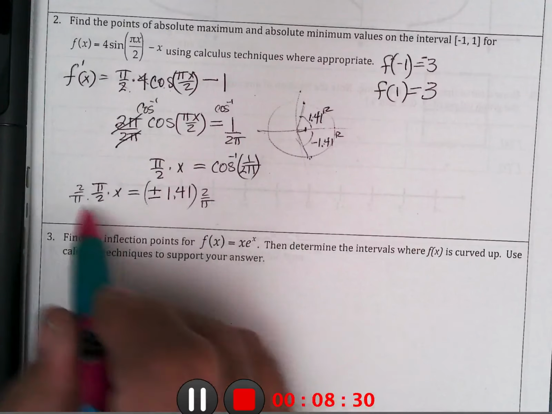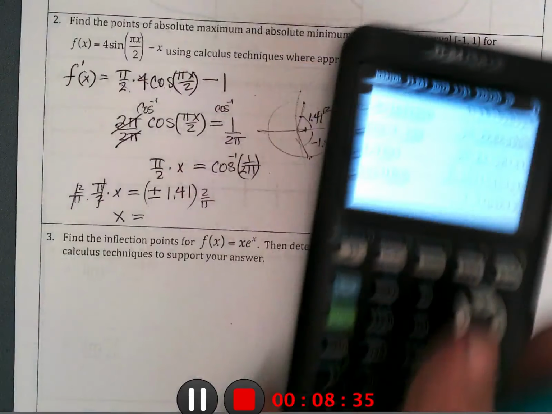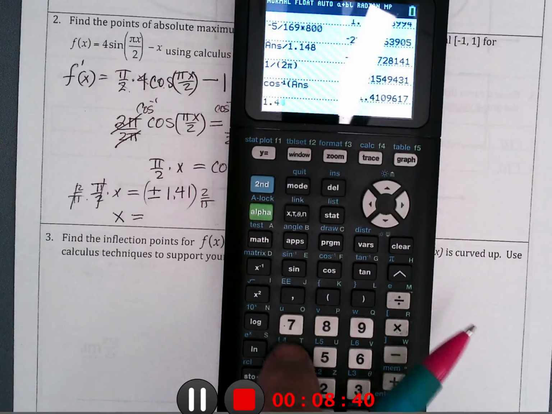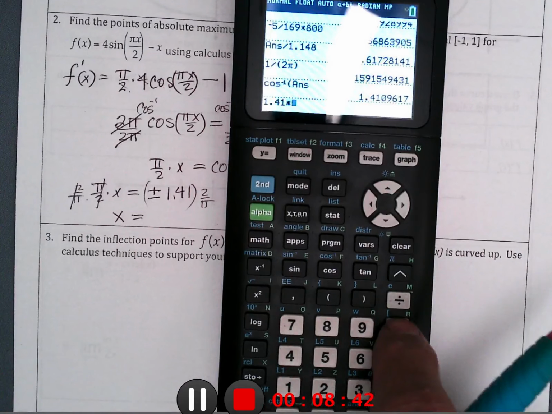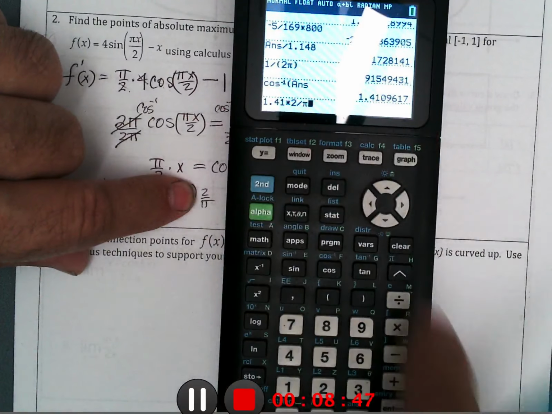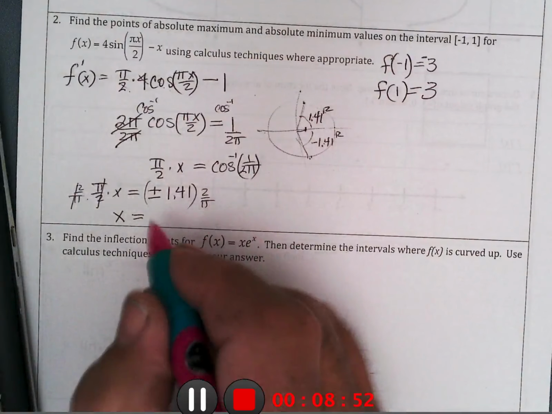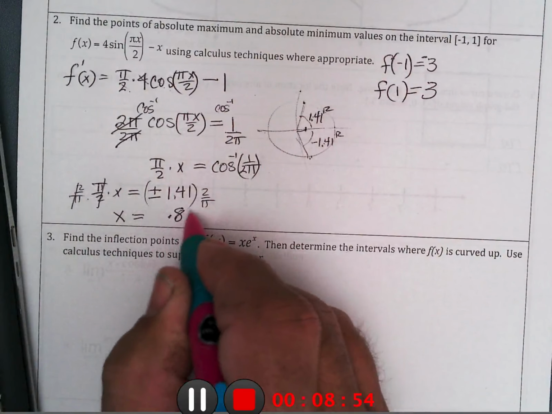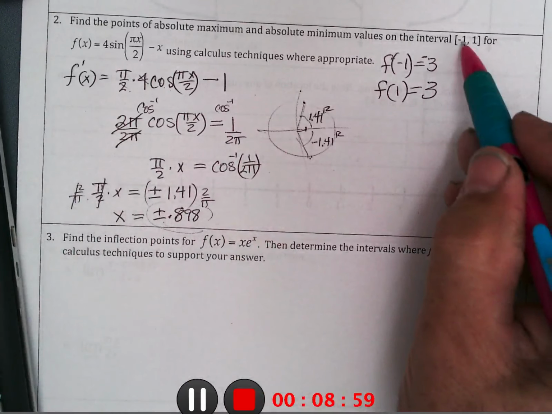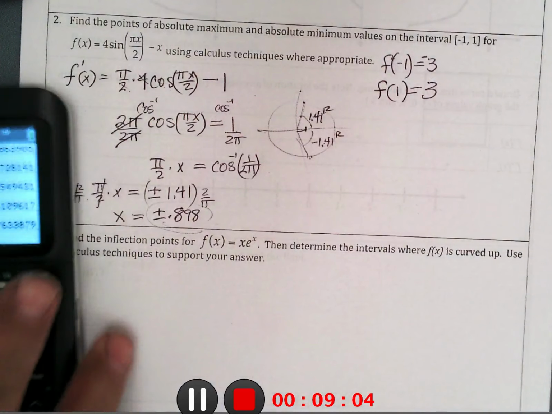And so x is going to be 1.41 times 2 divided by pi, and I get 0.898. And that would be plus or minus. And both of those are between -1 and 1. So I have to look at those places and see whether I have higher or lower values.